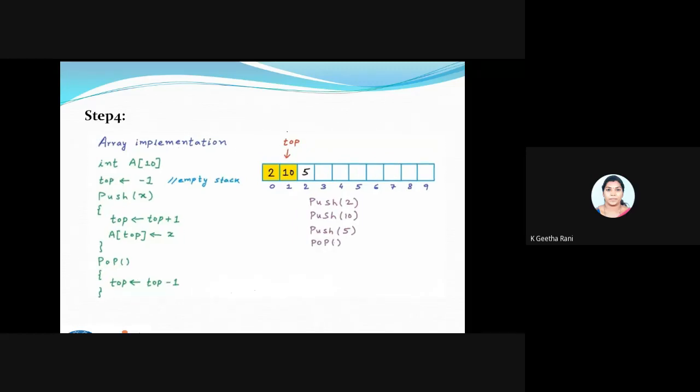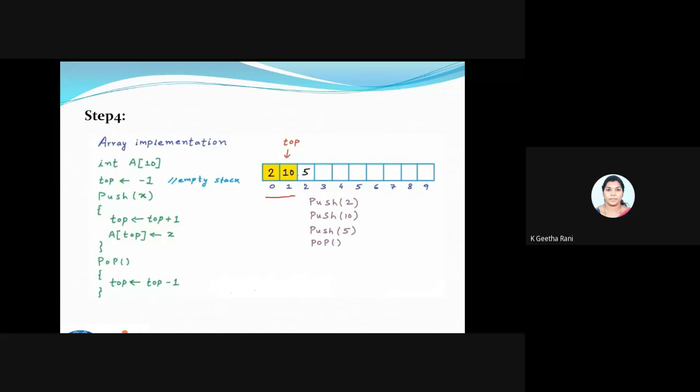So now my top will be pointing to the 10. Okay, so when I'm going to apply pop off, no need to mention the values here, just a pop off is enough. That will just decrement the top value. Now my stack will be this yellow line.